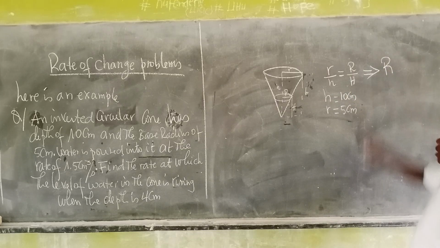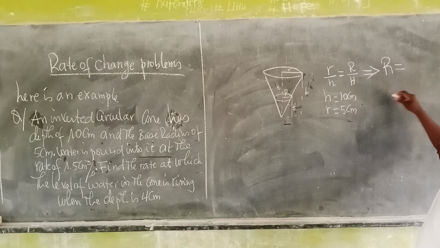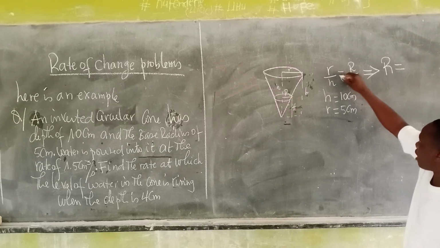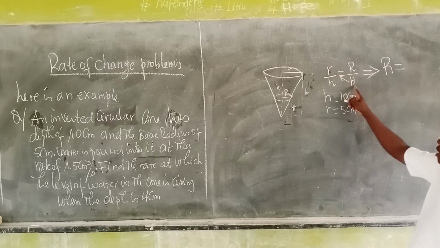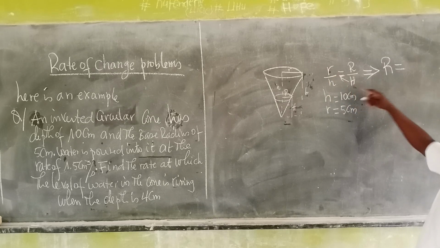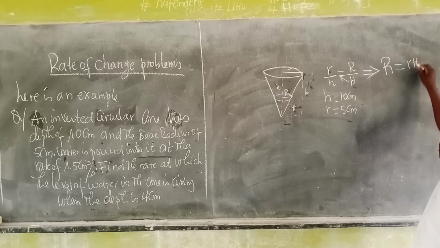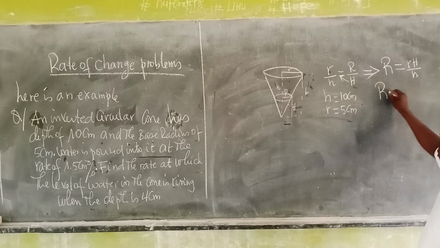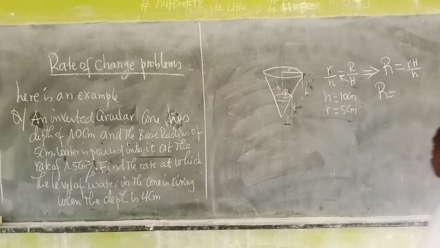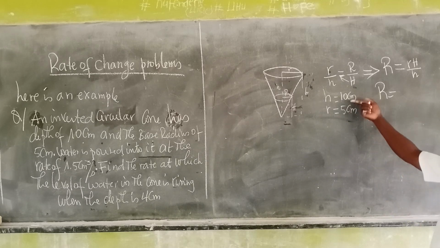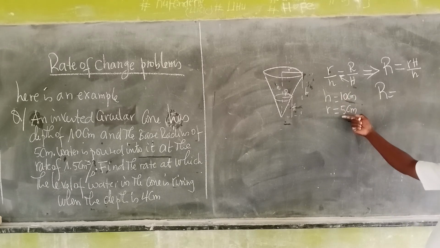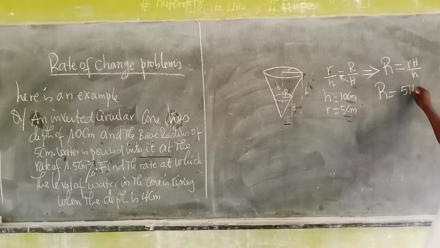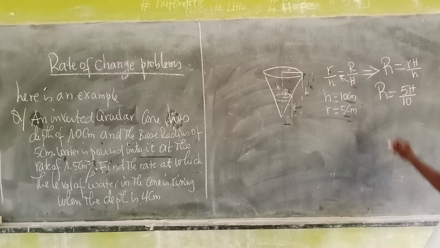Here, uppercase letter R is equal to, let's multiply this lowercase letter r and this uppercase letter H, so this is rH over H. Our radius in the middle of this inverted circular cone will be, let's replace H by 10 and the lowercase letter r by 5, 5h over 10. Simply, this radius is half of h.